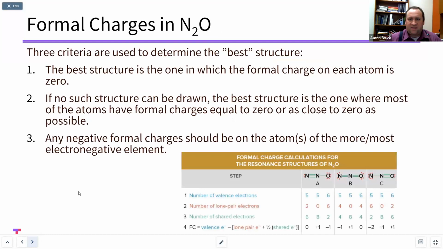So if you look at those three structures, what you end up seeing is that one of those structures is actually better than the others. This one here, C is actually the worst. C has no formal charges that are 0 at all. And the difference between A and B is where those formal charges exist. Oxygen is a lot more electronegative than nitrogen, so we want that negative charge on the oxygen rather than on the nitrogen. So that's why structure A is favored.